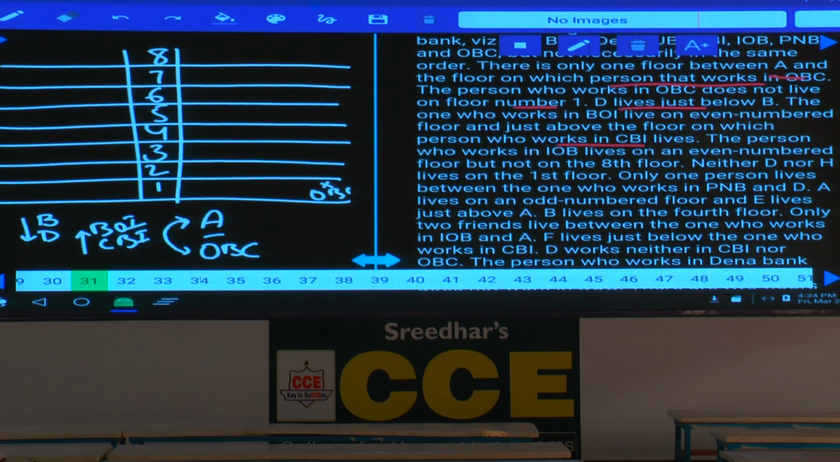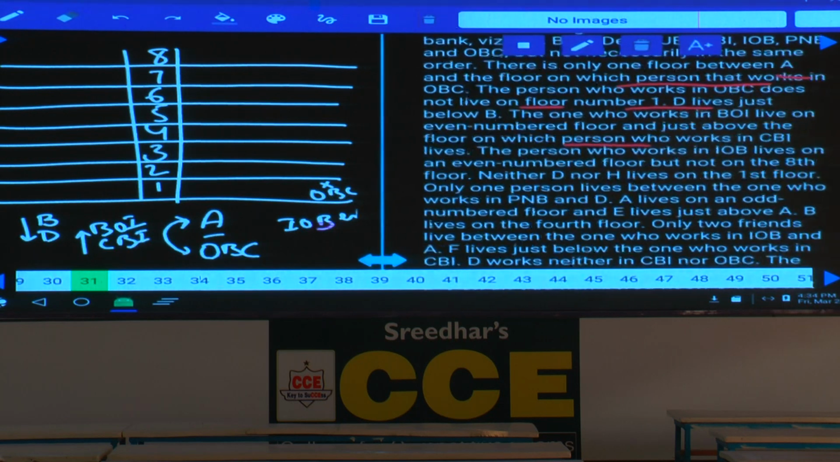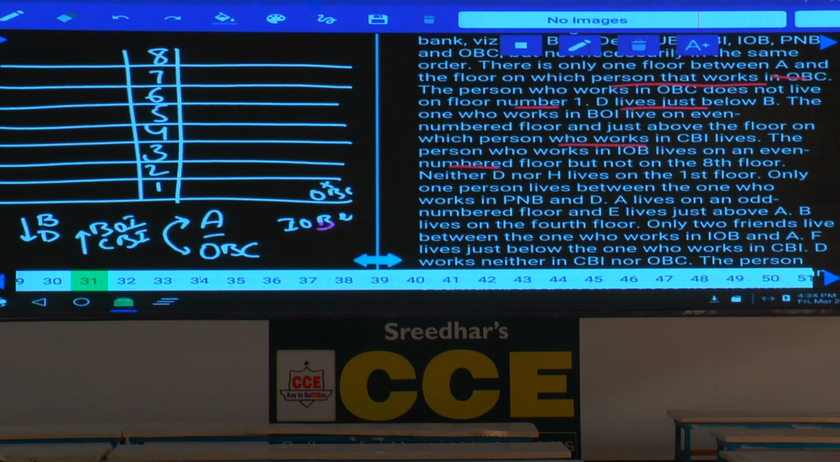And the person who works in IOB lives on an even number floor. Then next one: IOB lives on an even number floor, but not on the 8th floor. Hence IOB can be either 2, 4 or 6. The next one: neither D nor H lives on the first floor. On the first floor, D and H are ruled out, isn't it?